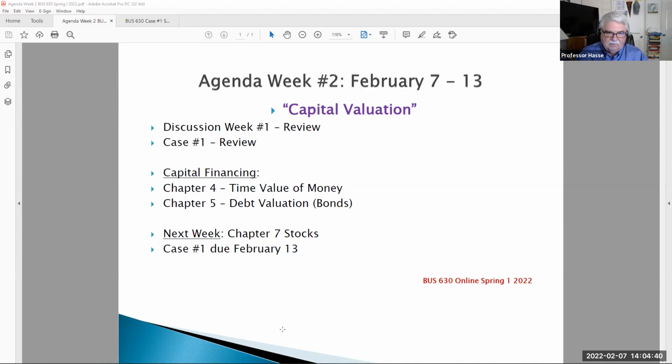Our topic this week, as I said, is capital valuation, capital financing, chapters 4 and 5, talking about the time value of money, which many of you are probably already familiar with, present value, future value, and also talking about debt valuation, how to value bonds. And then it leads into our discussions next week in chapter 7 about stocks and stock valuation, to get rid of all the basics of capital financing and corporate finance before we get into more strategic types of decisions.